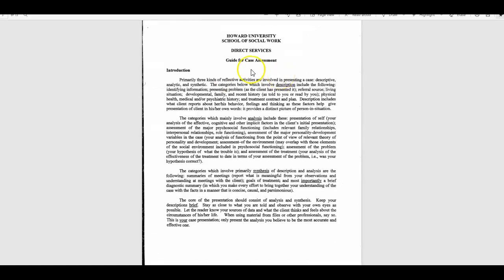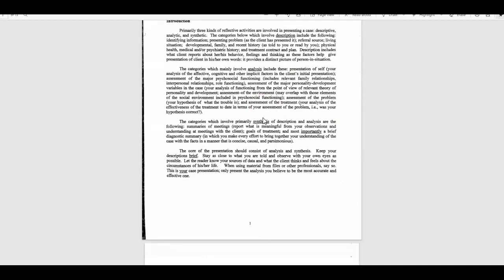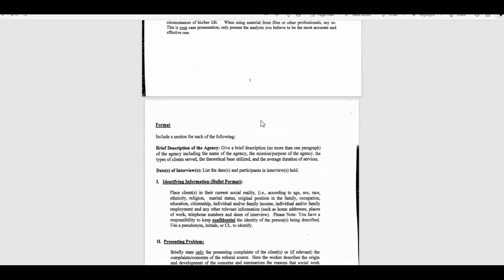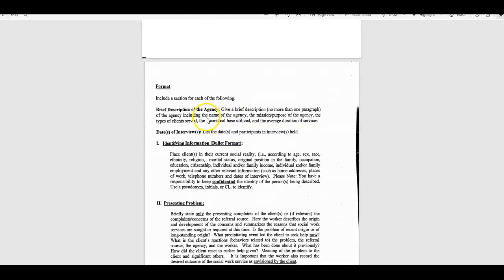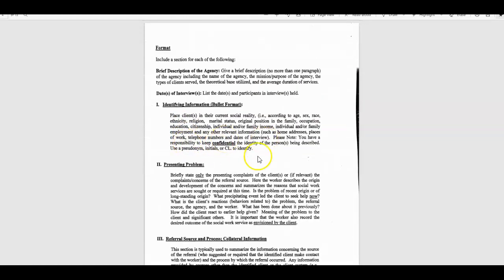Again, I would like to see some information listed here to see how you're thinking about these sections of the case study guide. And as you move forward through this document, it gives you more comprehensive information and guidance on what needs to be included in each of the sections.